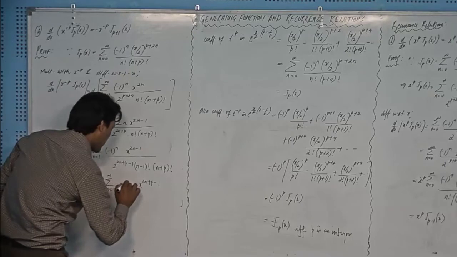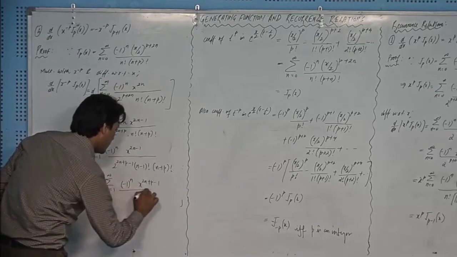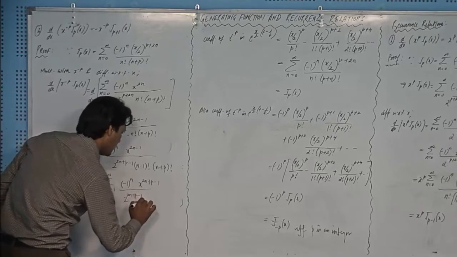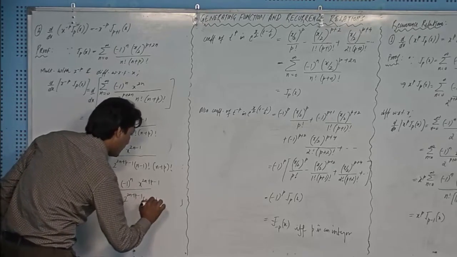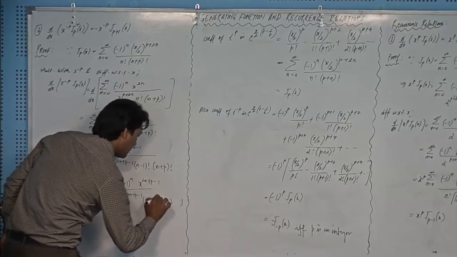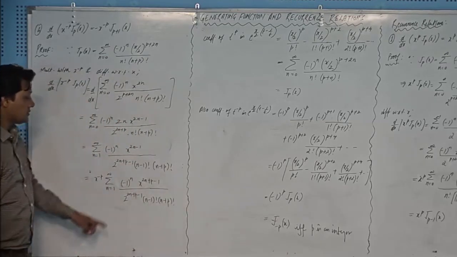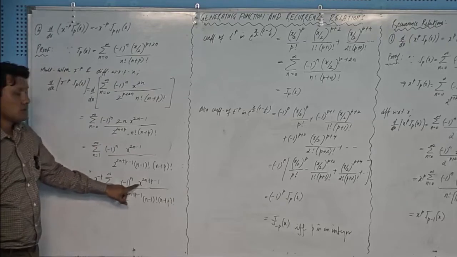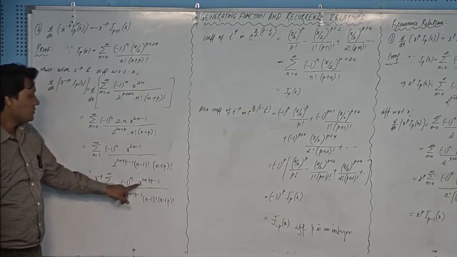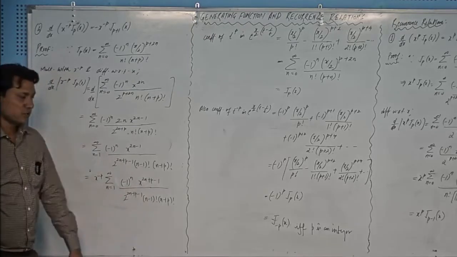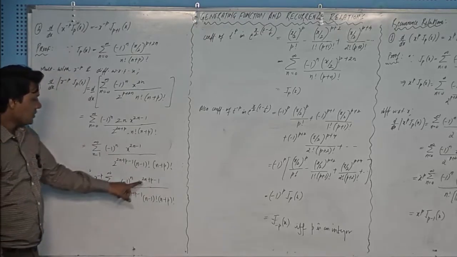And here you have minus 1 to the power how much, and divided by 2 to the power 2n plus p minus 1, and you have n minus 1 factorial and n plus p factorial, right? The good thing is that both the powers of x and 2 are the same. This is a very necessary basic condition if you want the summation to be replaced by jp or j minus p, whatever. So they have the same powers.